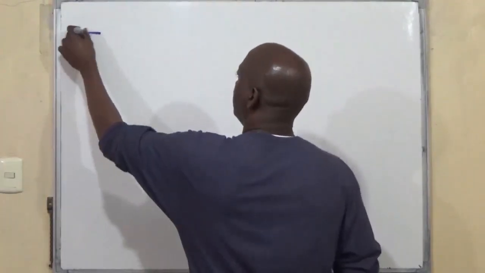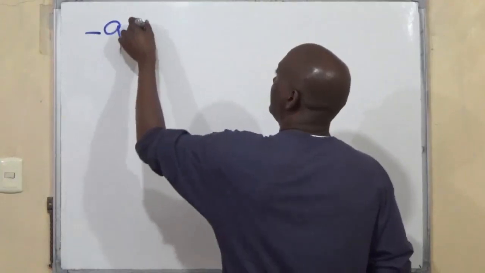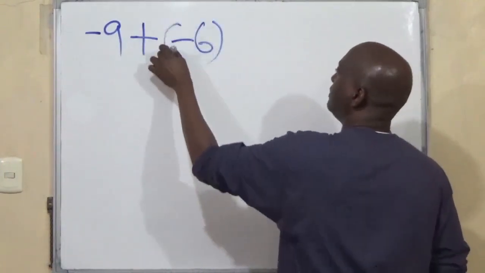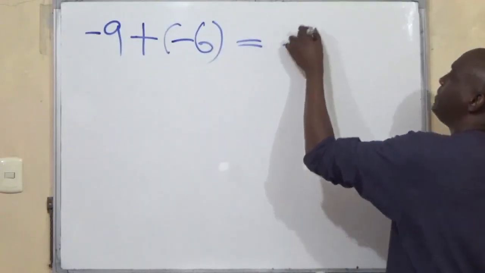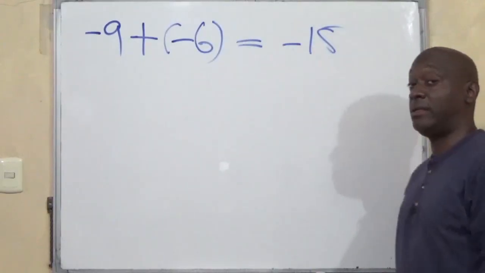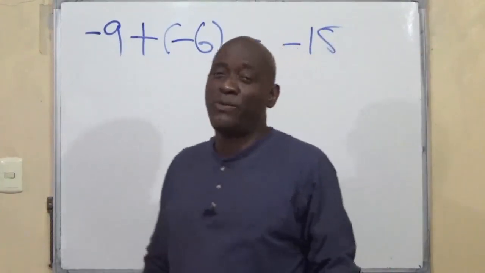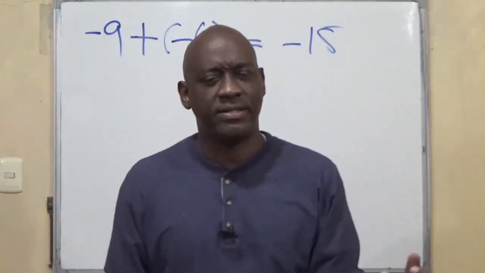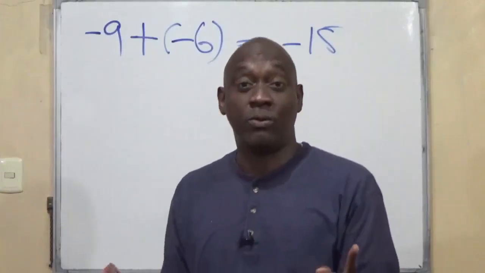So, initial debt of $9, you take on an additional debt of $6. We know from our life experience that that will end us up with a total debt of $15. We know that. That is common sense. That is life experience. That is street thing, you know.